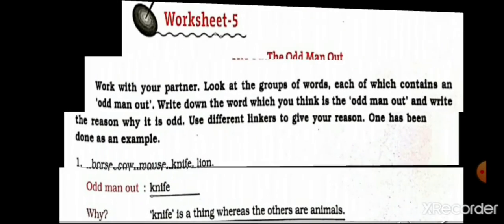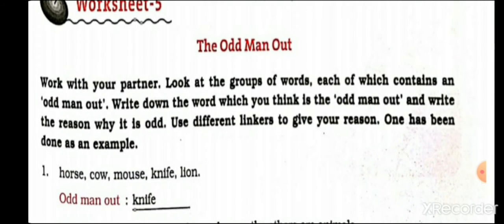Now, students, let's move on to worksheet number 5 and find out the odd man out. Work with your partner. Look at the groups of words, each of which contains an odd man out. Write down the word which you think is the odd man out and write the reason why it is odd. Now use different linkers to give your reason. One has been done as an example. For example, students, first one: horse, cow, mouse, knife, lion. Now students, it's very easy to find out the odd man. It's knife.